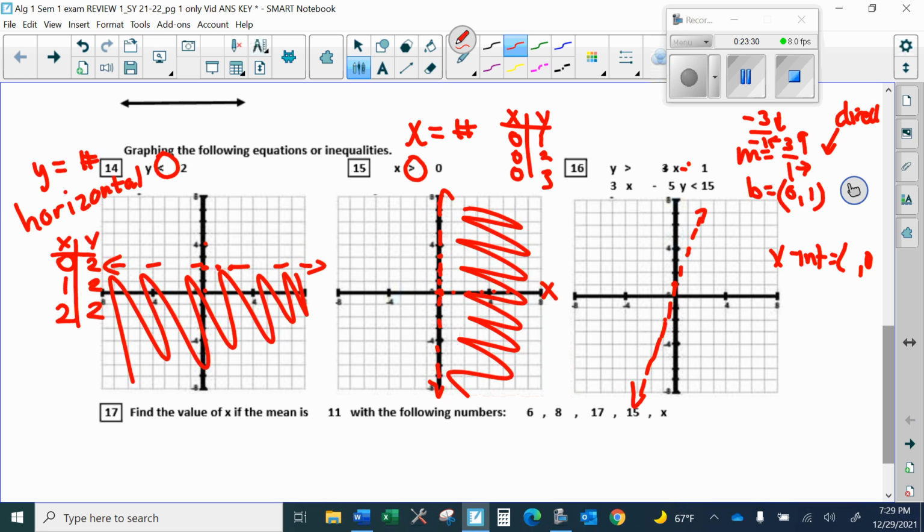That means y is 0. So cross it out. Y is 0. I get 3x equals 15. X equals 5. Okay, so 5, 0. Change the color. 5, 0 right there.